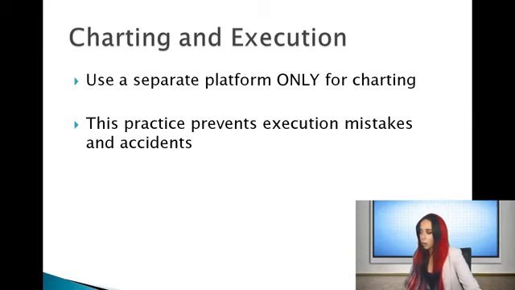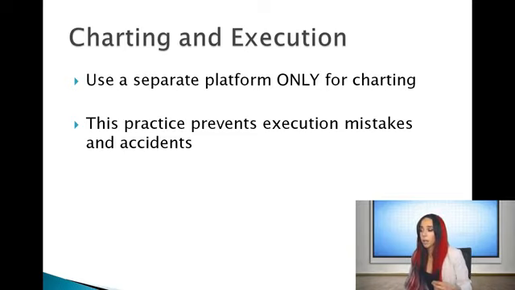And while I'm at it, one note on charting and execution. I use MetaTrader for my charting regardless of where I'm planning to execute my trade. This practice, having a separate charting platform from your execution platform, typically prevents mistakes such as fat finger trades, accidentally moving stop loss levels, or even executing pending orders at market by accident.